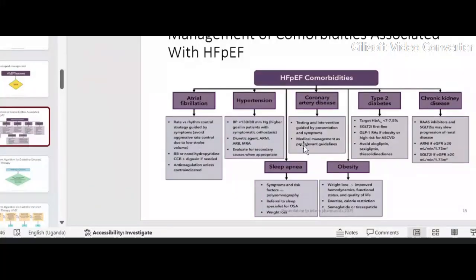Okay? We can also use plain ARBs, valsartan, candesartan, can reduce blood pressure for this patient. We can also use MRAs and other diuretics. Mineralocorticoid receptor antagonists, spironolactone, eplerenone, and diuretic agents like furosemide can reduce BPs, and also thiazide-like diuretics like metolazone can be used for heart failure with preserved ejection fraction and also hypertension. You have to look for secondary causes of hypertension.